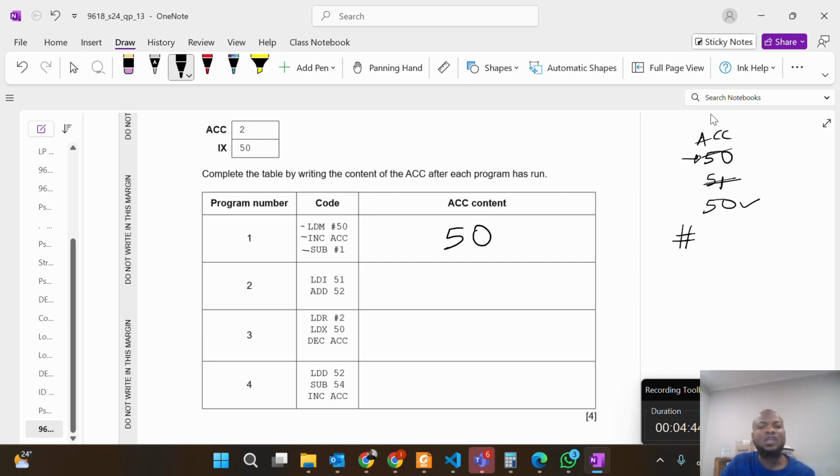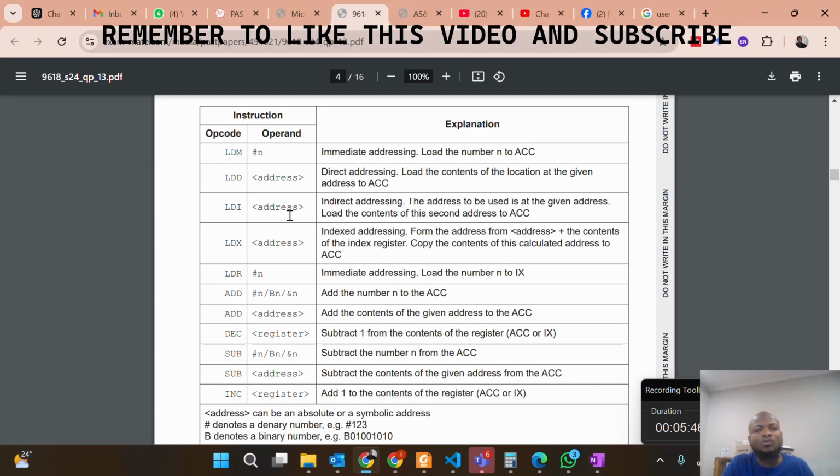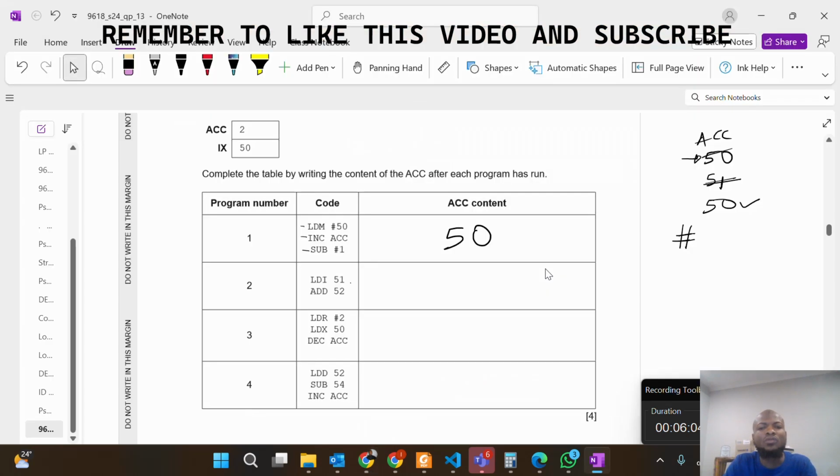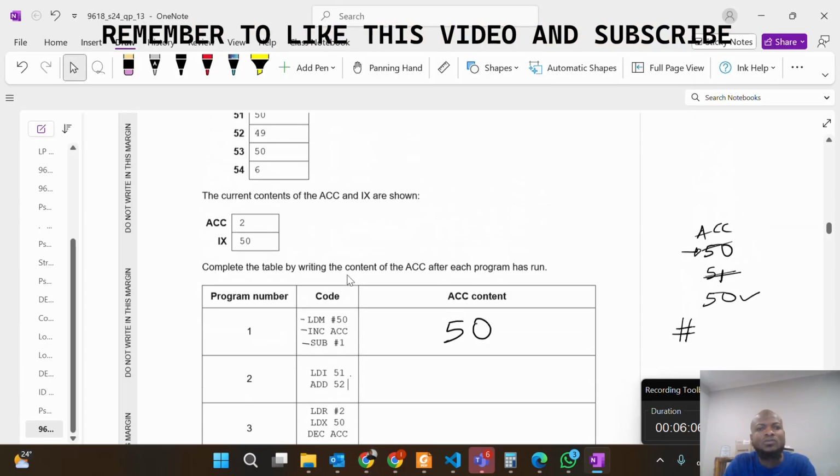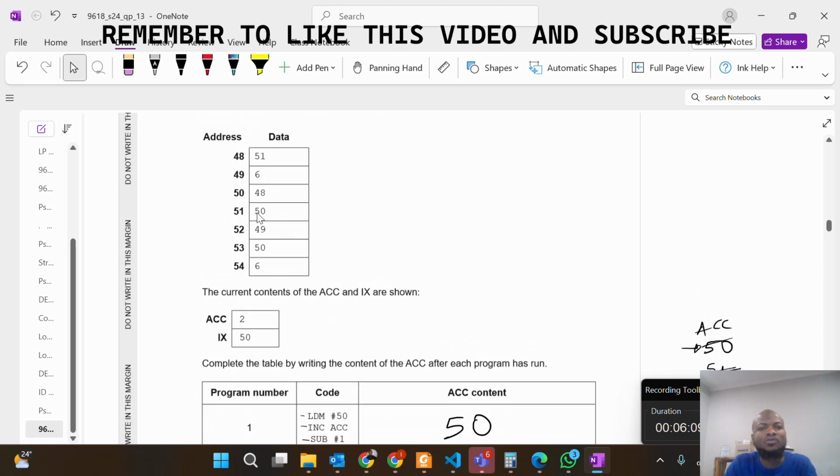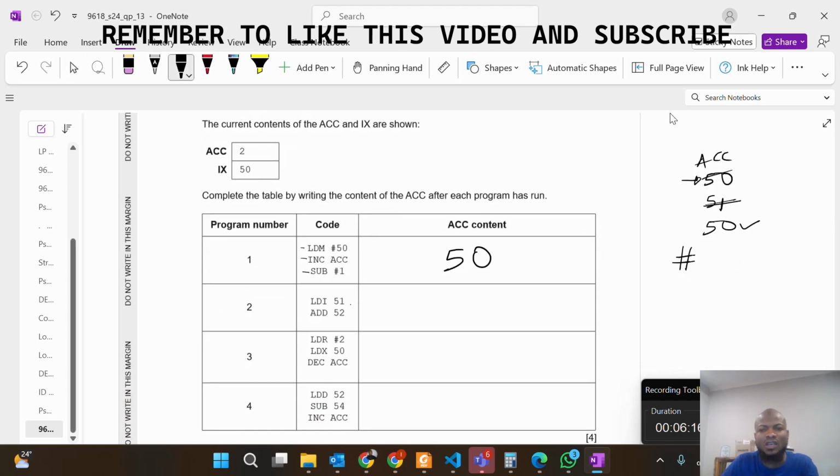Now the next one, LDI 51. LDI is indirect addressing. That means the address to be used is at the given address. So load the content of this second address to the accumulator. What does that mean? LDI 51 means you go to address 51. When you get to address 51, the value is 50. So that means you go to address 50. The value is 48. That means 48 is loaded to the accumulator. I hope this is understood.